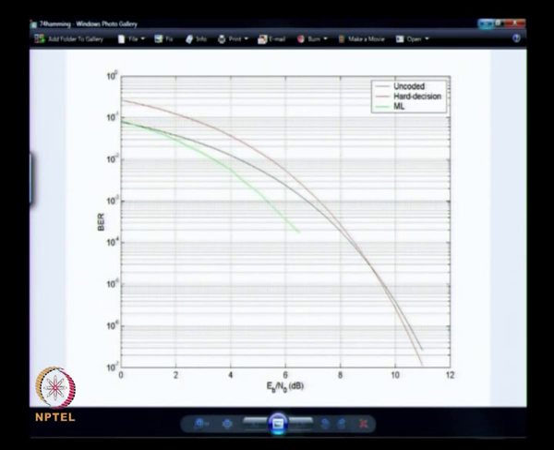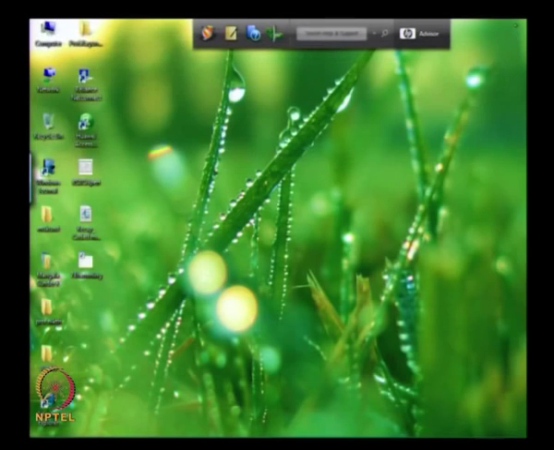Uncoded. So I think what I should do is I should probably call it from journal, so then I can write some comments on it. Where is my journal?